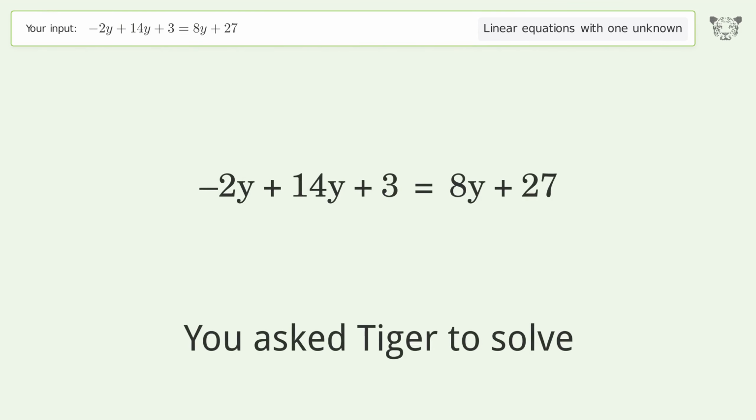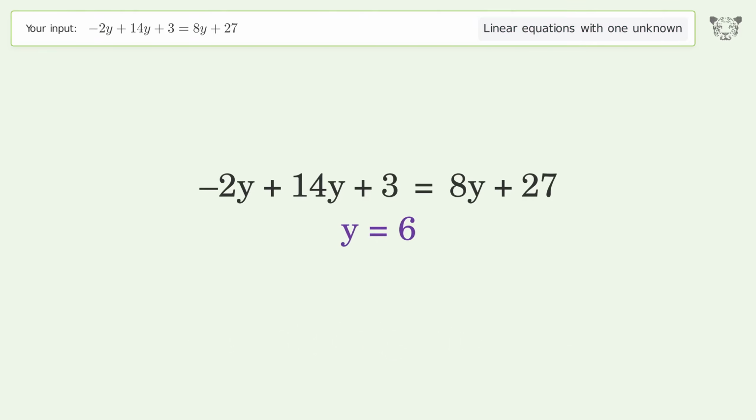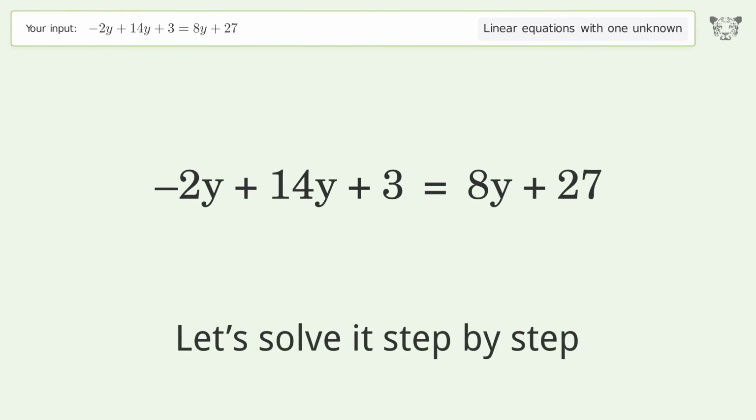You ask Tiger to solve. This deals with linear equations with one unknown. The final result is y equals 6. Let's solve it step by step.